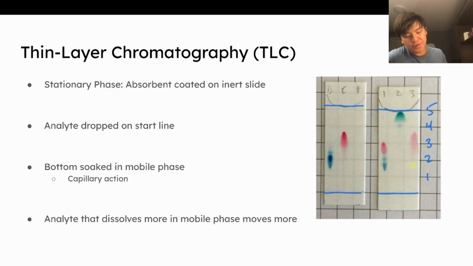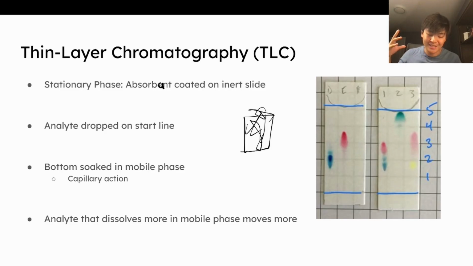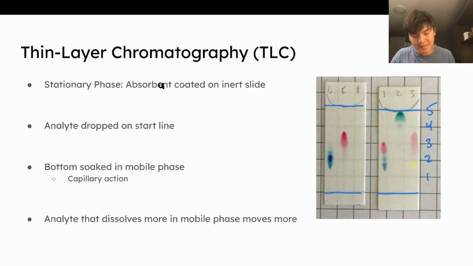Basically, we start with an inert slide. This can be silica or alumina, just inert. It doesn't do anything. And we coat it with some adsorbent. We coat it with a bunch of adsorbent, put it in the oven, and bake it so all the moisture leaves. Now just imagine it as a piece of paper. What happens to paper when you put it in water? It gets wet. That's basically what this is meant to do.